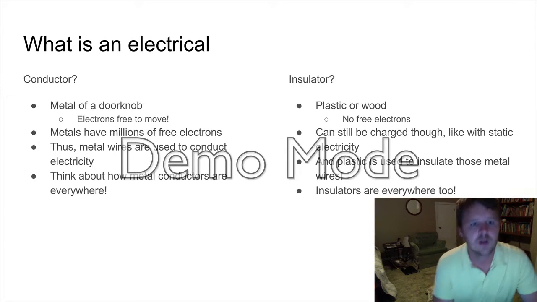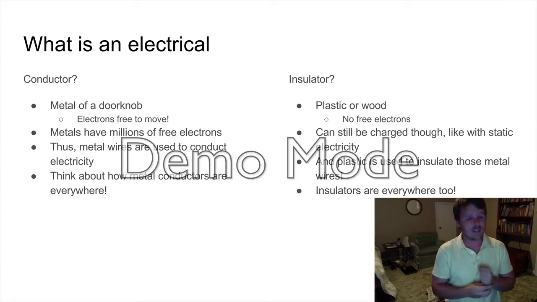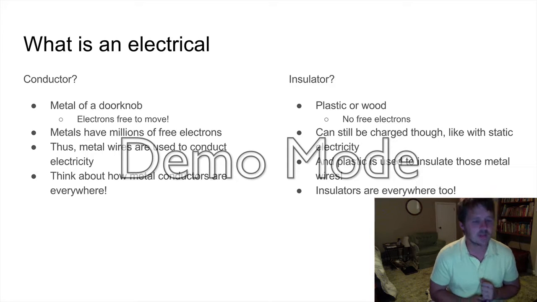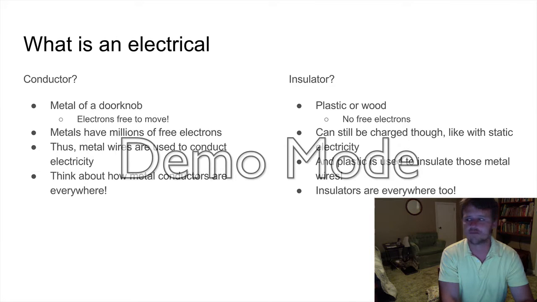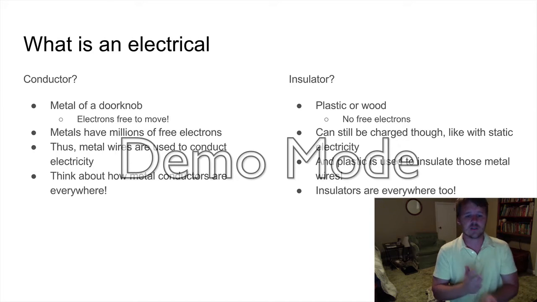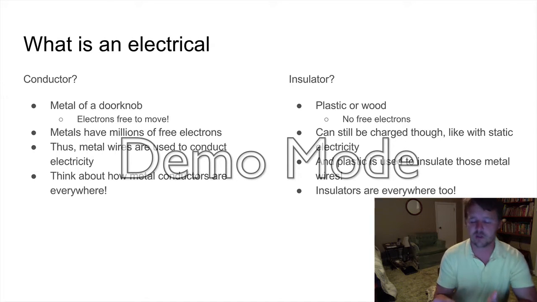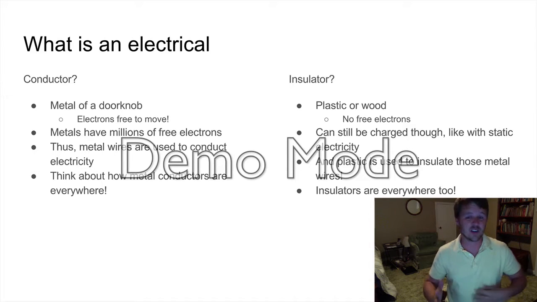So today we're also going to talk about conductors and insulators. So what is an electrical conductor? Best example is metal. Metal of a doorknob, metal wires, metal anything. Because metal usually freely shares their electrons. Now, every metal is going to conduct electricity a little bit differently. But then you also have insulators. You have plastic or wood.